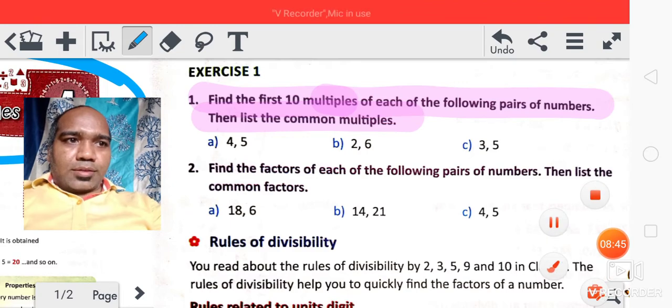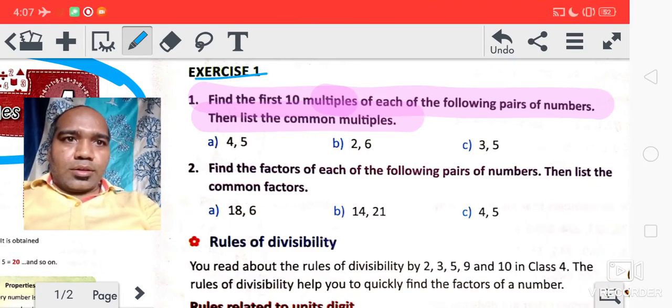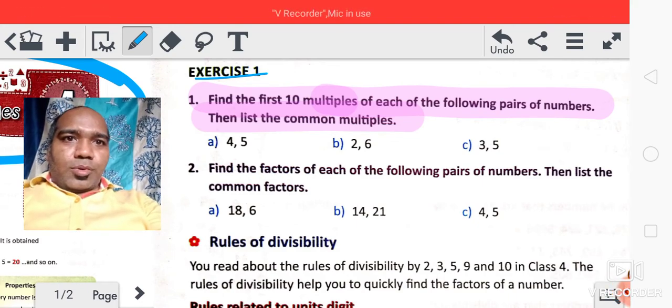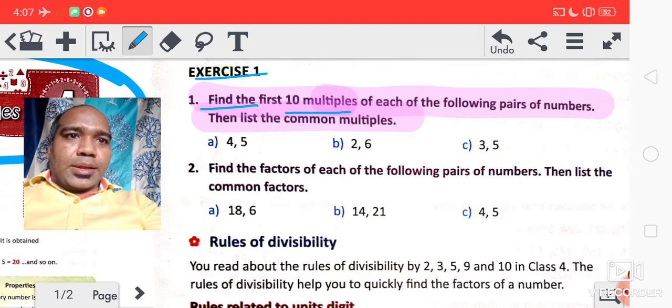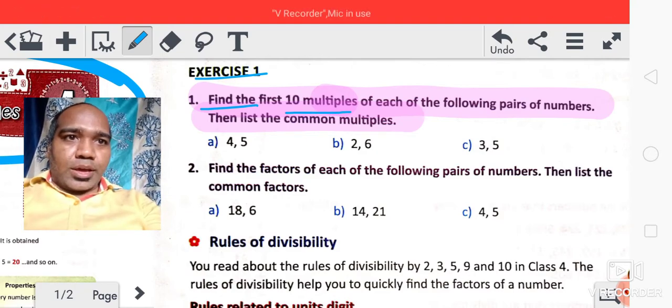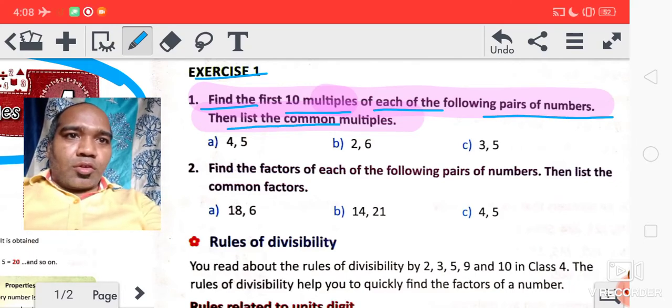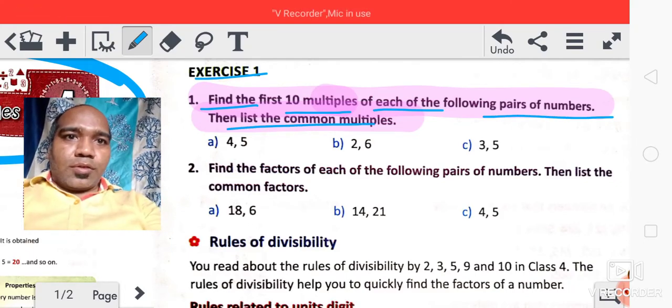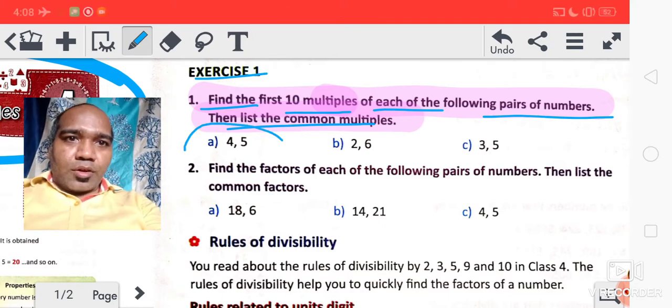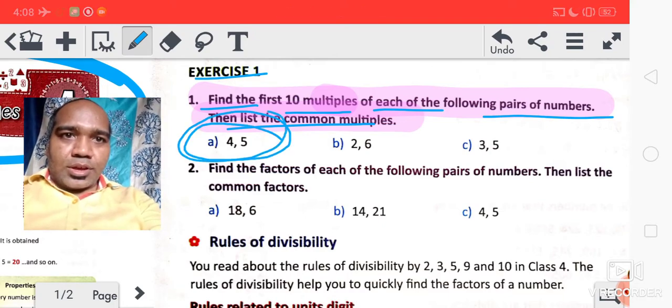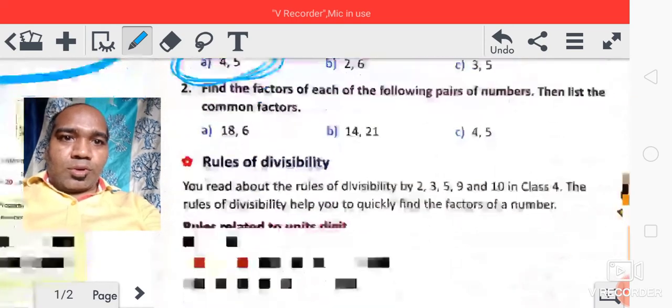Now come to the exercise. Exercise 1. Okay. Question number 1A. What is the question? Find the first 10 multiples, okay, of each of the following pairs of numbers. Then list the common multiple. Okay. First 10 multiples of which number? 4 and 5. Can you see here? 4 and 5. So what we'll write?